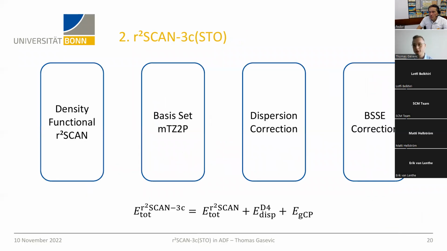All right, so now we have everything we need to calculate the energy with r2SCAN-3c. So I'm giving you the energy expression down here. It's the electronic energy calculated with r2SCAN in combination with the MTZ2P basis set. And on top of that, the D4 dispersion correction and the GCP correction are just added.